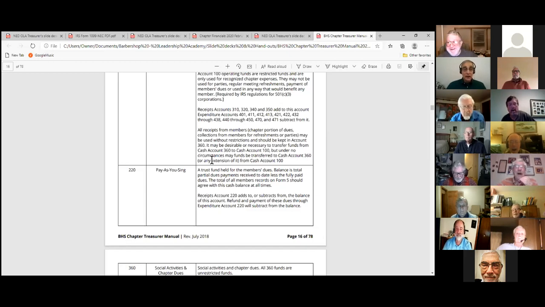Okay. I don't have a copy of the treasurer's report here in front of me. I do in a briefcase, but not here. Well, the treasurer's manual is on the screen right now. And we also sent you the whole manual separately before the meeting. So when you get a chance, you can flip through these pages, starting around page 16 of 78.